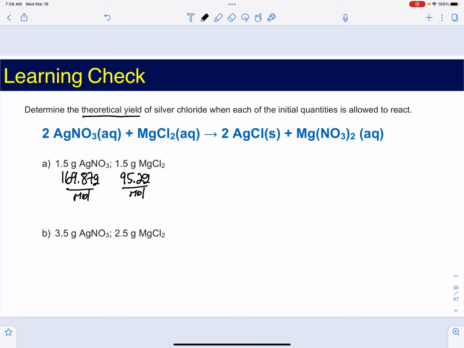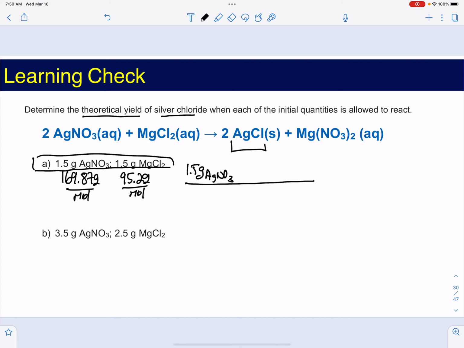So, on a problem like this, determine the theoretical yield of silver chloride. So we're only looking for silver chloride when these two quantities are allowed to react. We are given mass, so the first thing we have to do is to find the moles. So we're going to take the 1.5 grams of silver nitrate. We're going to change it to moles because 1 mole of silver nitrate equals 168.87 grams.